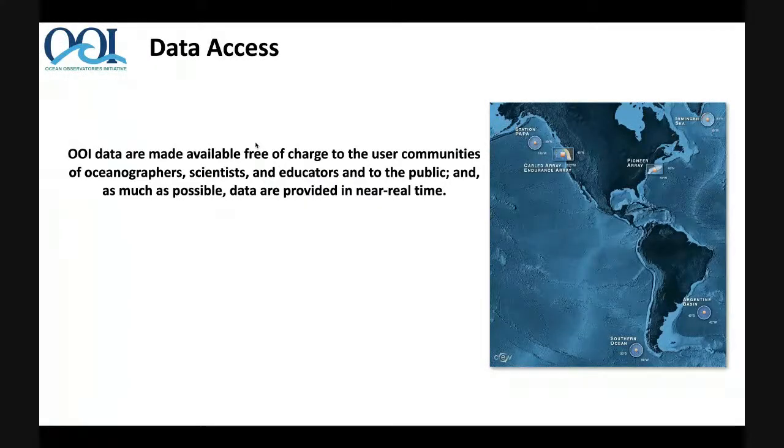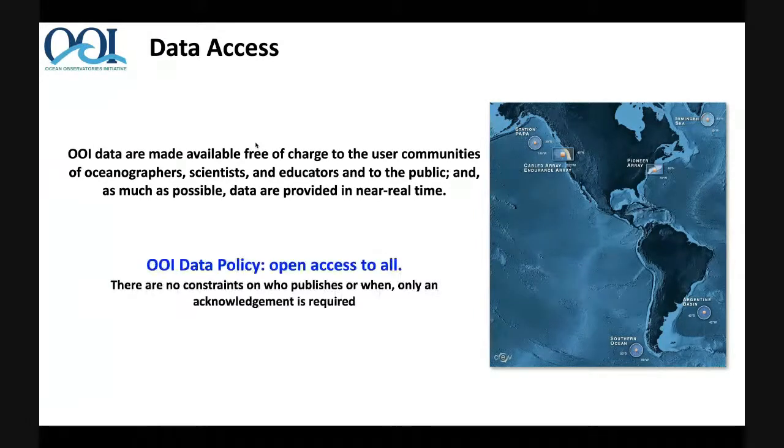So now I want to quickly go through a little bit of data access. Rather than trying to obtain the data live, I'm just going to show you some snapshots of pages, and that should give you an idea of how to access the broadband hydrophone data. First of all, OOI data is free. It's open access to all, and it's all available via the internet. There's no charge. All we ask is that you attribute the data source to the Ocean Observatories Initiative.